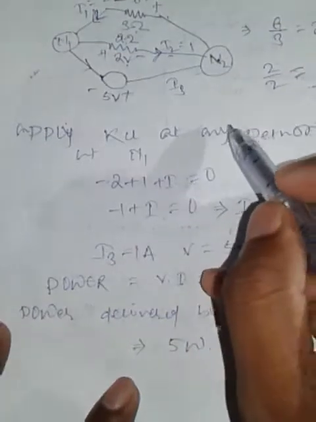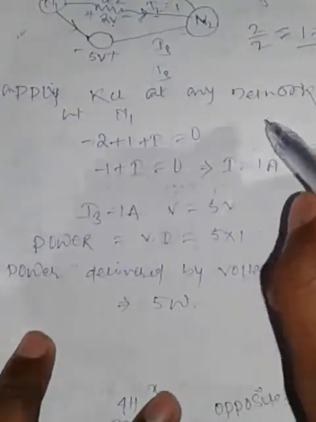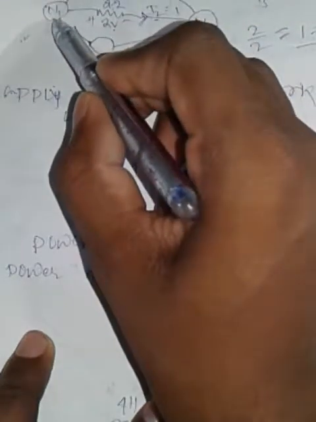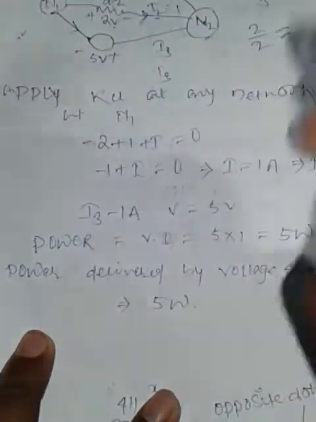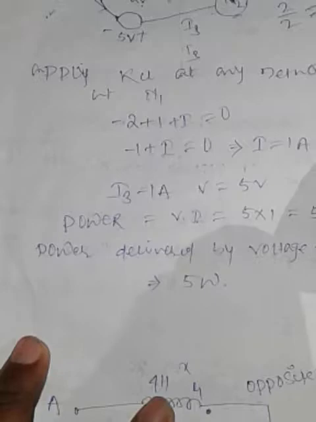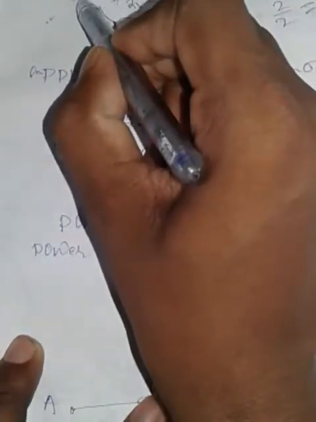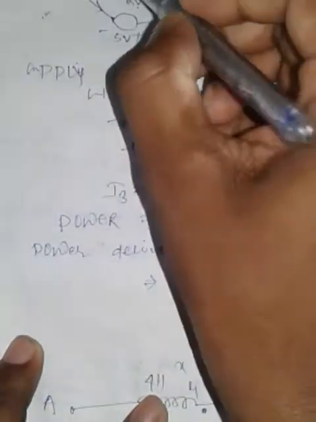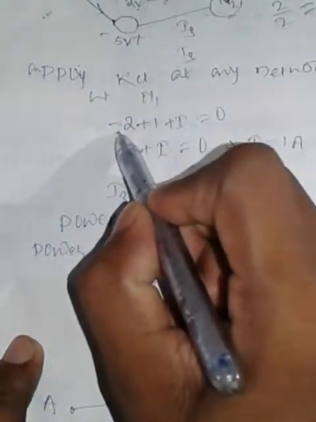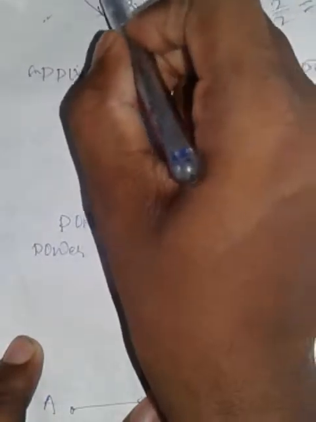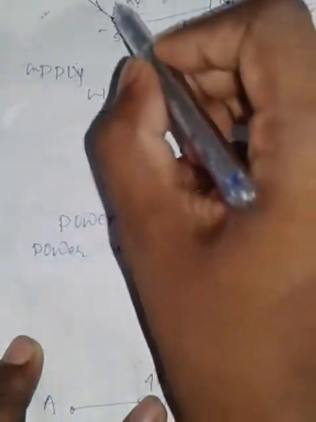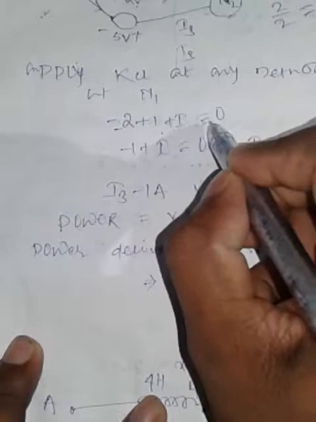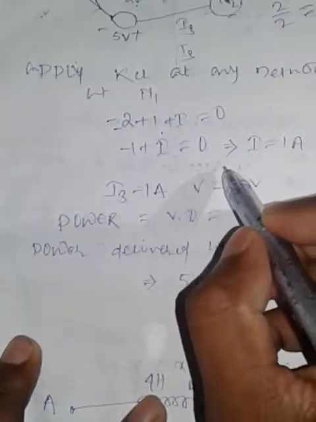For calculating I3, we can apply the KCL rule in either network 1 or network 2. For example, take N1 for the KCL formula. Currents entering here are taken as negative, and currents leaving here, going outside, are taken as positive. Suppose this is considered I. So the sum of the currents is equal to 0.